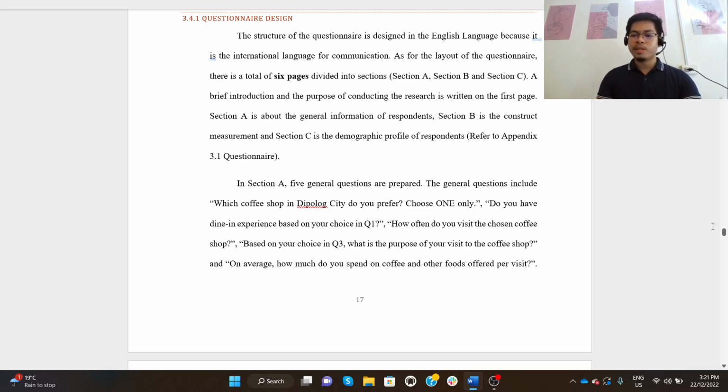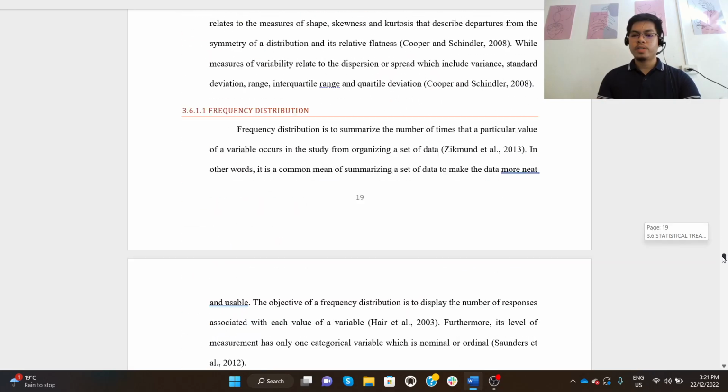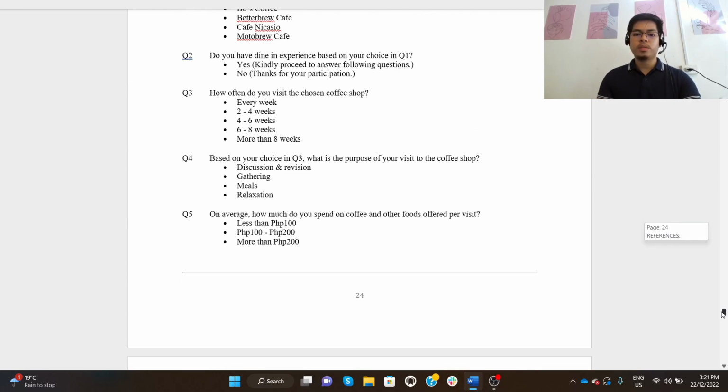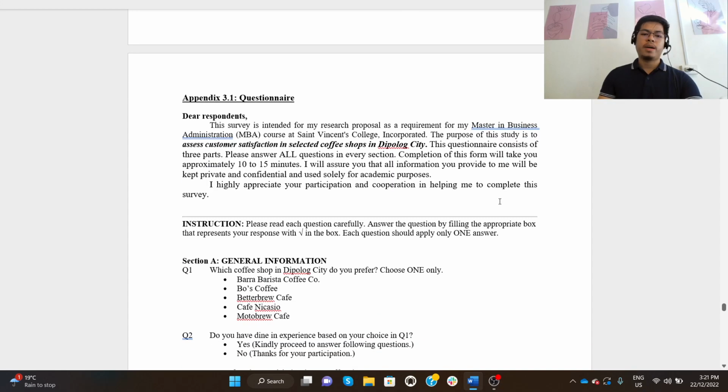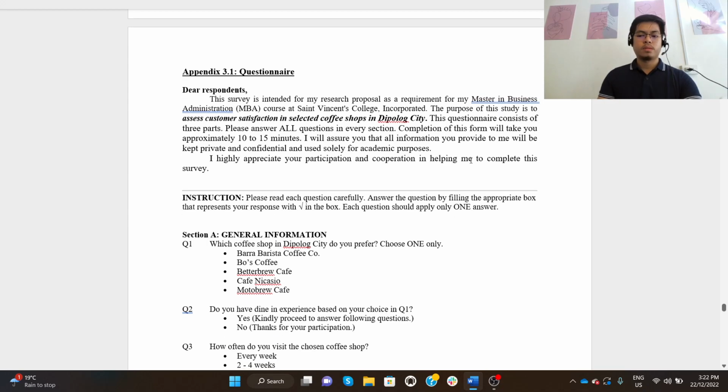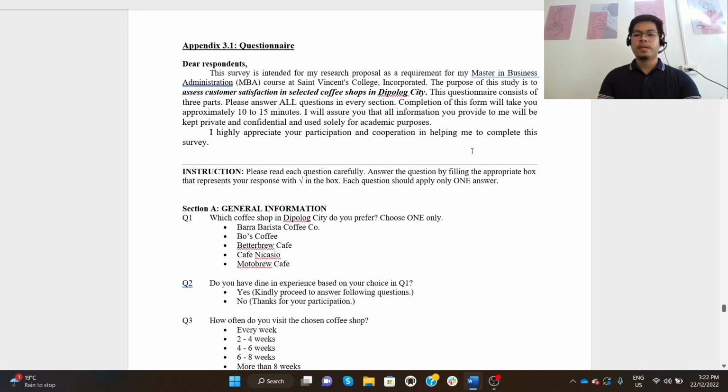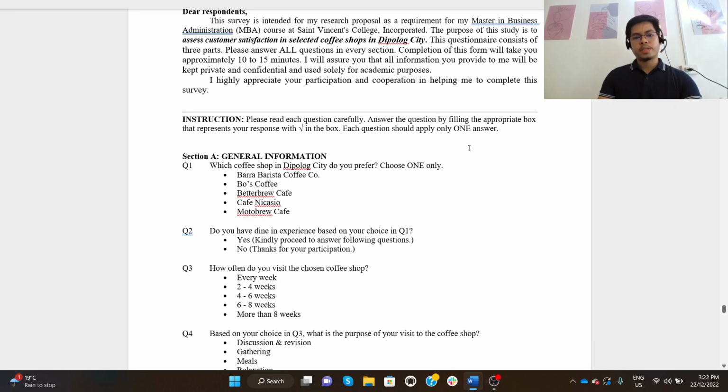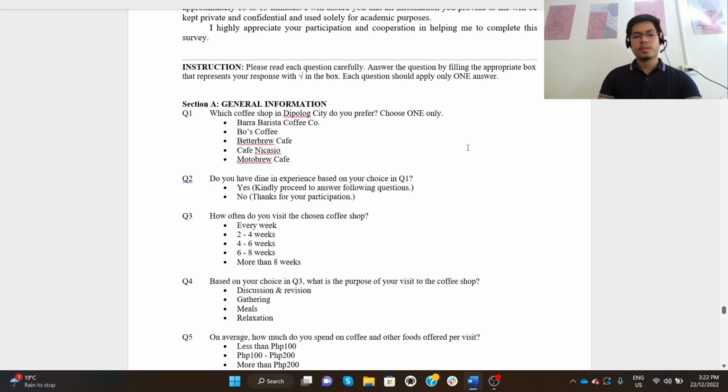So let me show you real quick the questionnaire I just developed for this research. I have here the introduction. Of course, we need to explain to the respondents the purpose of the study or the survey, and then provide an assurance that their answers will be kept confidential and private, which is important in conducting every kind of research. So we have the instruction here, and then this part is the section A.